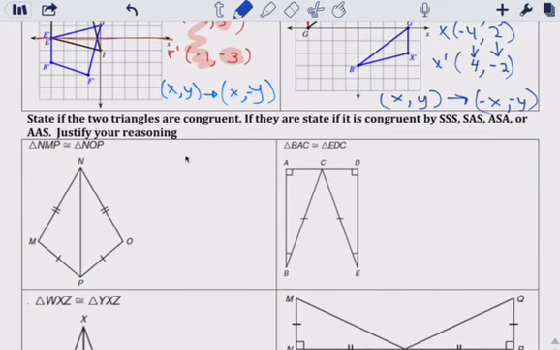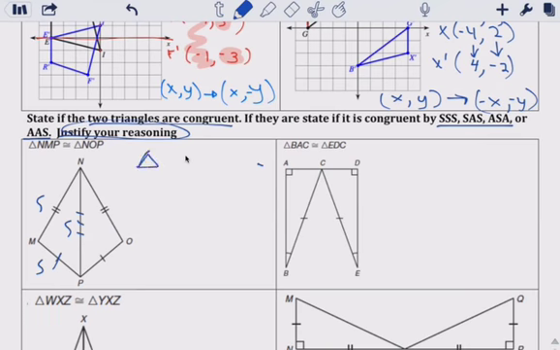Okay, state if the two triangles are congruent, and then if they are, whether it's side-side-side, side-angle-side, or angle-angle-side. Justify your reasoning. So we're doing three things. Are they congruent? Side, side, and this is the other side. Yes, they are congruent by side-side-side.